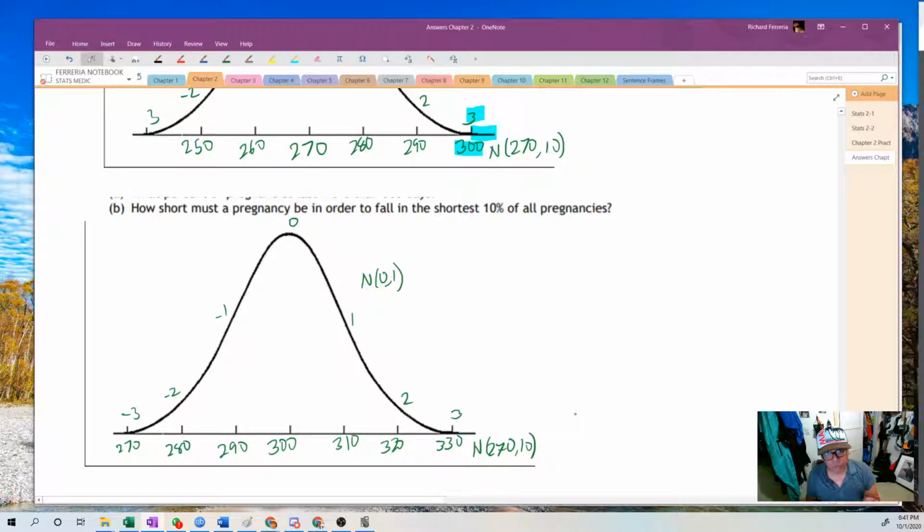Let's get our normal curve into the picture here. I've gone ahead and labeled the top part with z-scores, the bottom part with contextual data, and now we're going to say the shortest 10% of pregnancies. If you have some sense of the data, you might know by now that we're really talking about something between a z-score of -1 and -2. Okay? And shortest 10%, so this area here is 0.1.